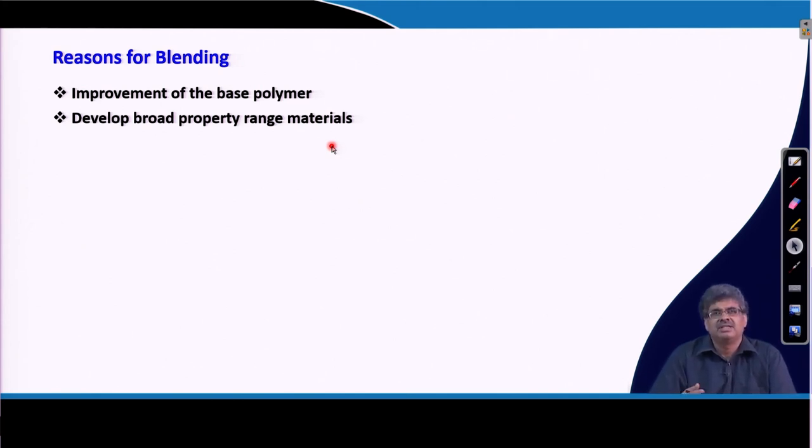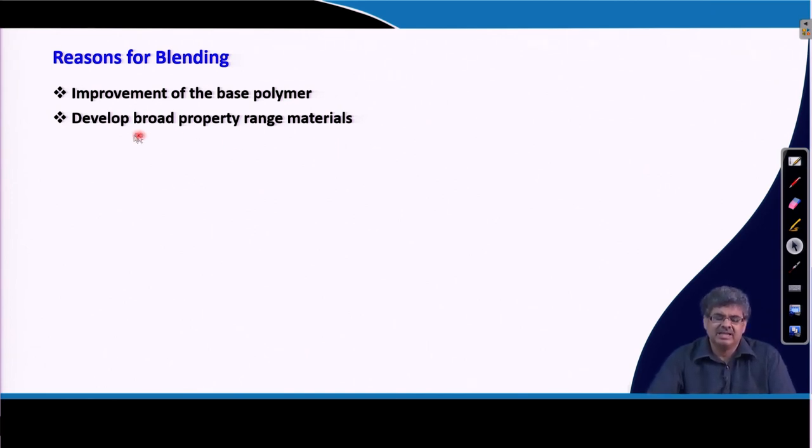Obviously, if we are using two polymers of different cost, the blend cost will also vary. If the final application does not require very high property, then we can probably use a blend with a higher cheaper polymer component, and use that.